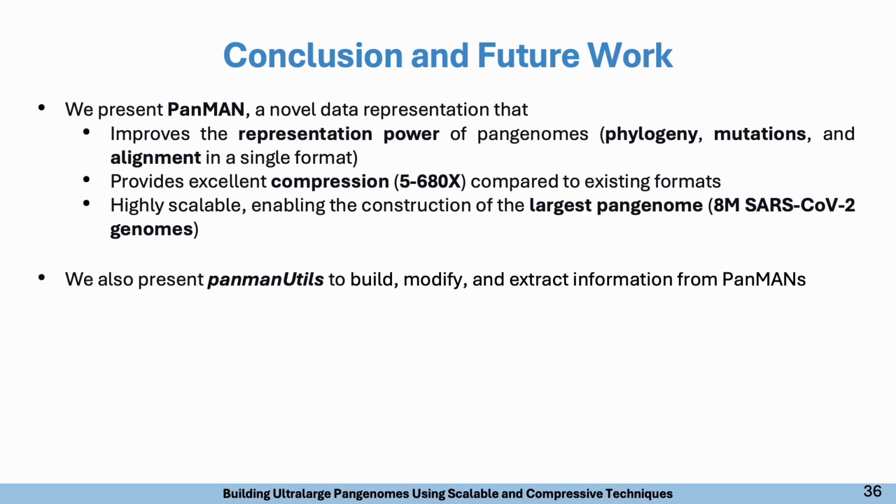In conclusion, we present PanMAN, a novel data representation that improves the representation power of pangenomes. It is the first format that encodes phylogeny, mutations, and alignment in a single format, and yet remains the most compressed format. It provides excellent compression, up to 680 times compared to existing formats. Again, it is highly scalable and enables the construction of the largest pangenome containing 8 million SARS-CoV-2 genomes.